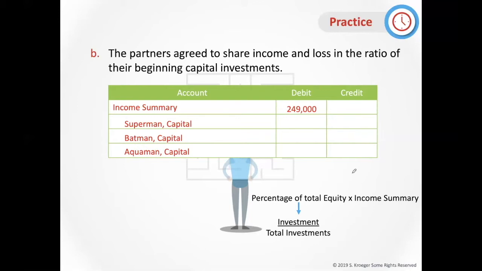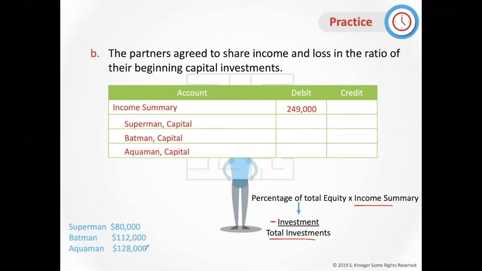In this case, we have to look at the beginning capital investments. We'll look at the total investment and then each partner's individual investment and divide to get a percentage for each. Then we will take that percentage and multiply that by the amount of income summary, which is the amount of net income. The partner with the most capital contributed will get the most income. The partner with the least will get the least.